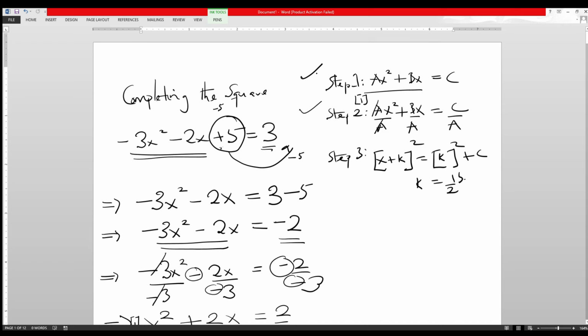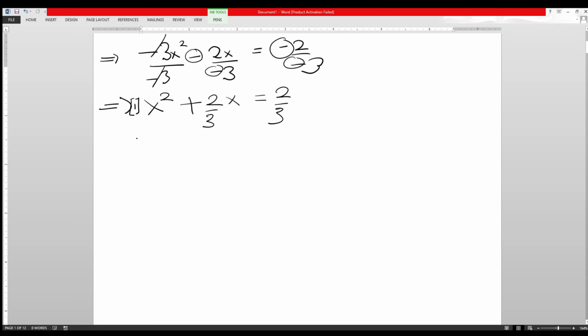Okay? So we can move on to Step 3. And before we do that, what is in front of x squared? The leading coefficient of x squared is now 1. So a is 1. B is 2 over 3. And then C is also what? 2 over 3. Okay? Now let's use the formula.